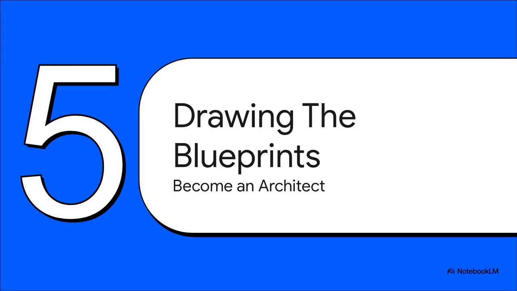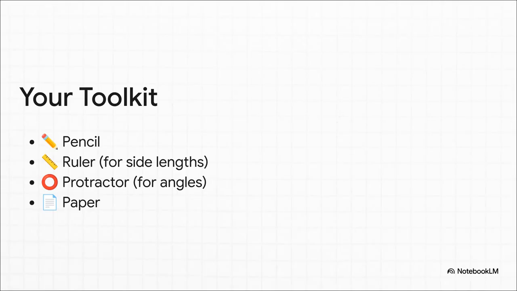Okay, so now that we're basically expert classifiers, let's switch hats and become architects. We know how to name them, so let's figure out how to build them with real precision, drawing our own little geometric blueprints. And you don't need a lot, just these simple tools. Just think of the ruler as your first name tool. It's for the side lengths. And the protractor is your last name tool. That's what you'll use for the angles.